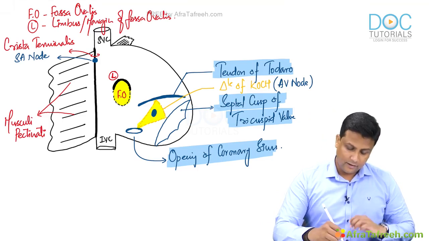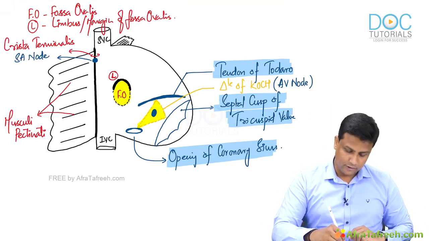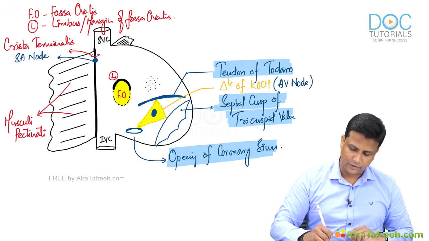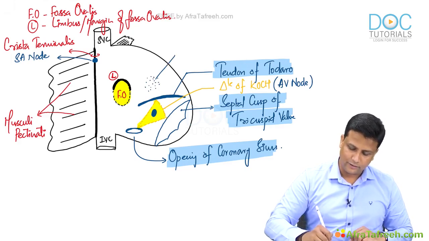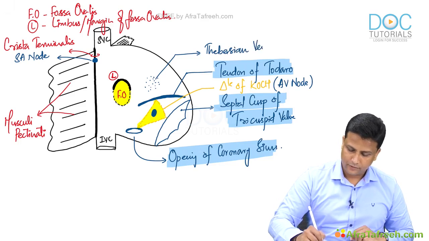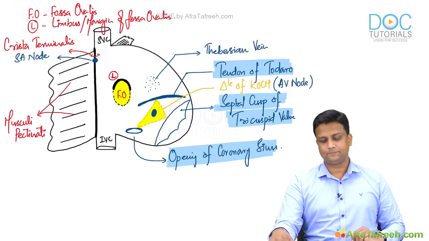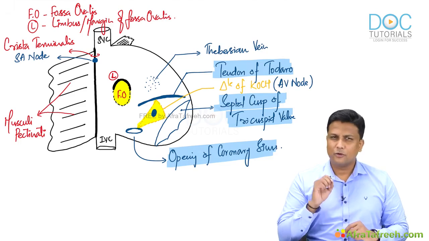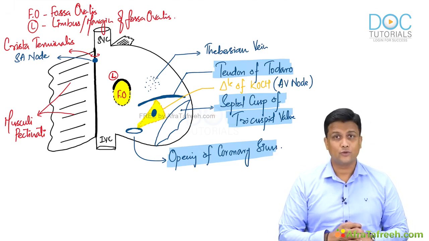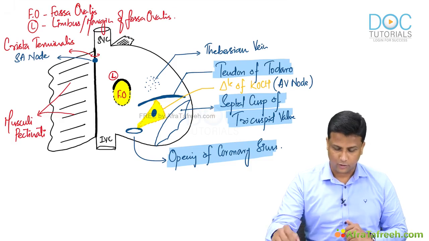And then on the posterior wall, you will also be able to find small openings, guys, like the veins which are directly opening into the right atrium, and those will be the Thebesian veins. So there will be small veins which will be directly opening into the right atrium, and those veins will be the Thebesian veins found on the posterior wall.